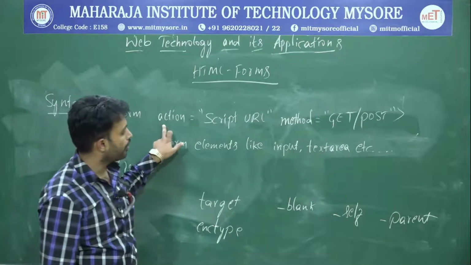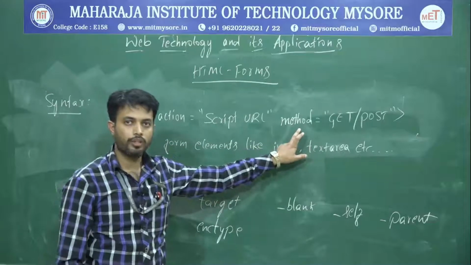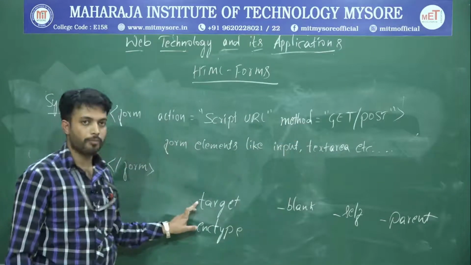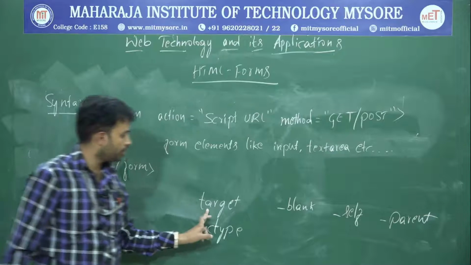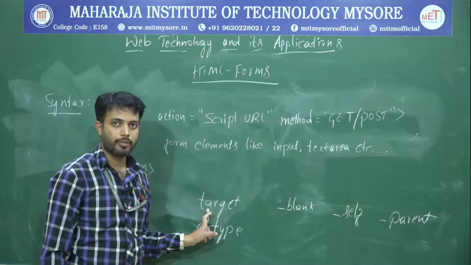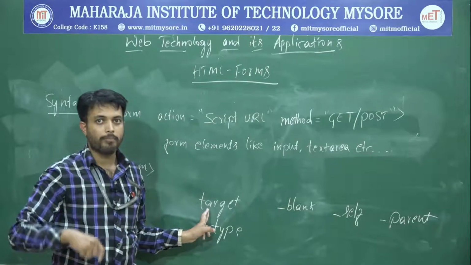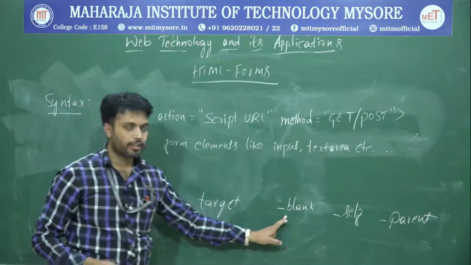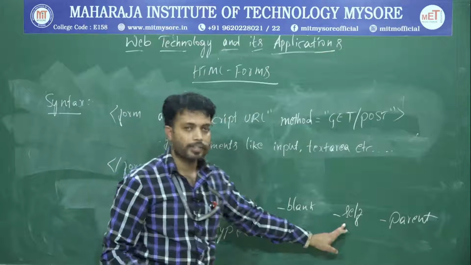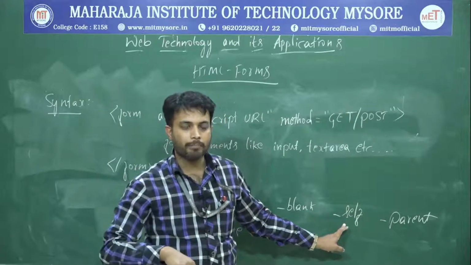Here I have written two attributes, and we have two more attributes in this form tag. Here, target is nothing but where the page has to come back to once after posting this information. Blank is nothing but a blank page. Self is nothing but return back to the same page.